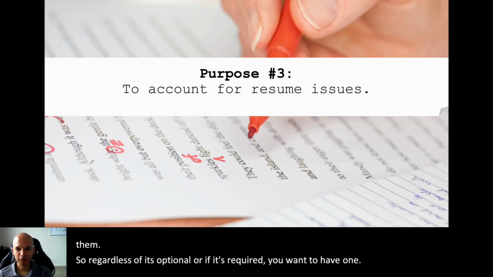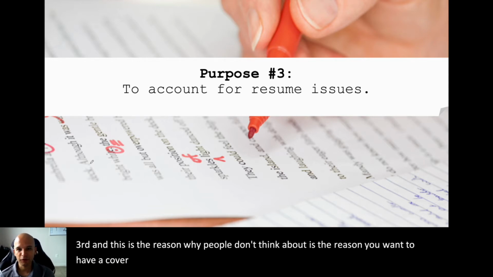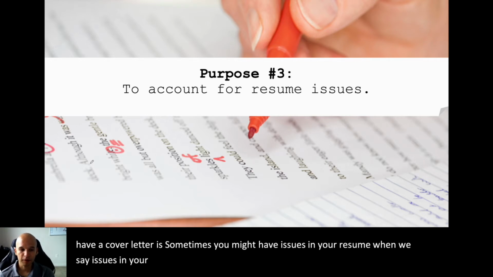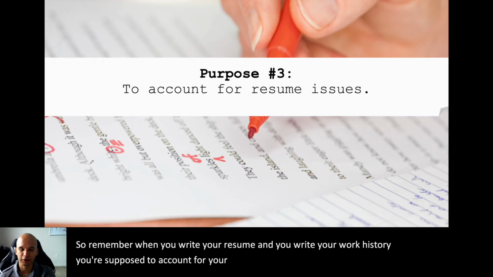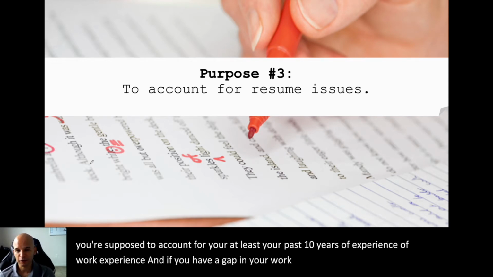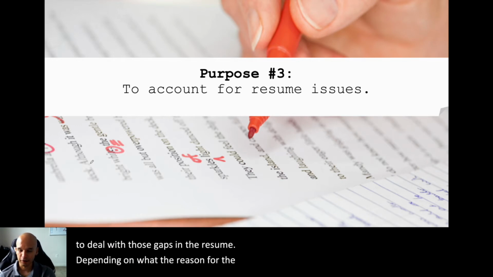Third, and this is a reason a lot of people don't think about, is the reason you want to have a cover letter is sometimes you might have issues in your resume. When we say issues in your resume, often people will have issues like a gap in work history. So remember, when you write your resume and you write your work history, you're supposed to account for at least your past 10 years of work experience. And if you have a gap in your work experience, there are ways to deal with those gaps in the resume, depending on what the reason for the gap is. But you can also use your cover letter as a way to explain the gap.